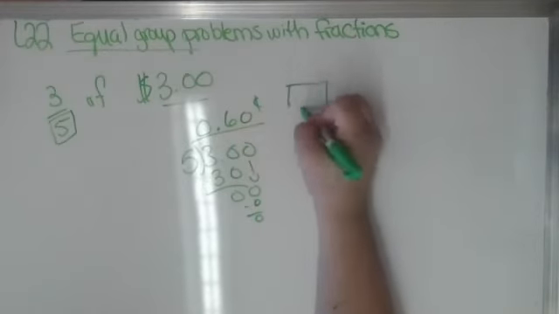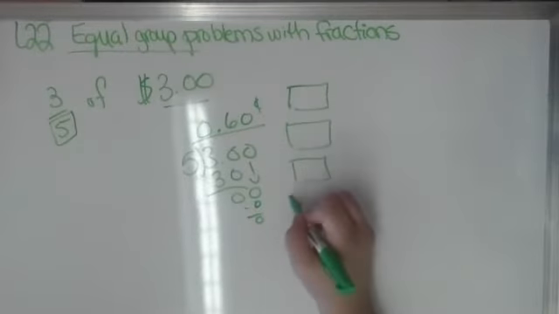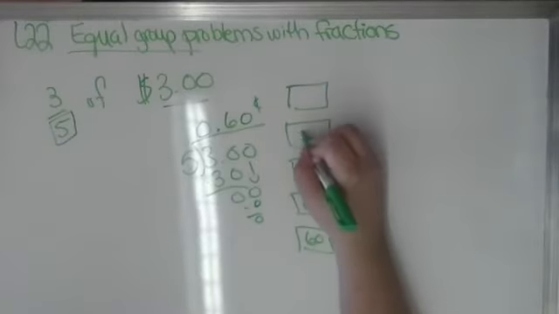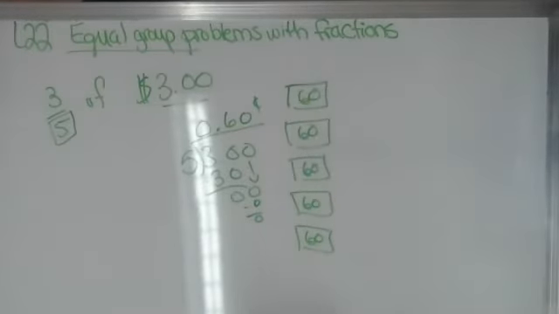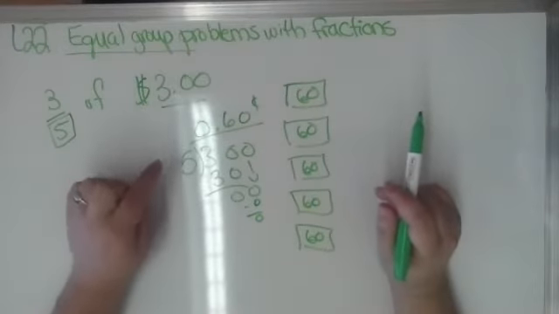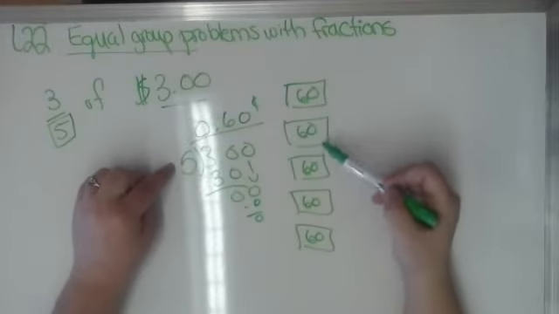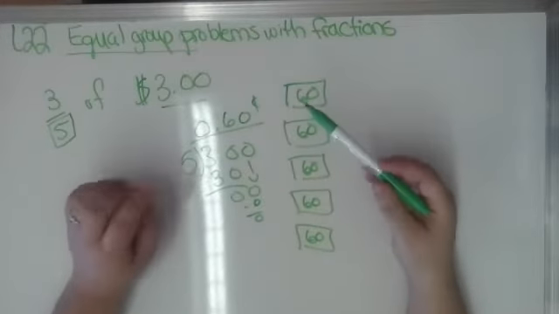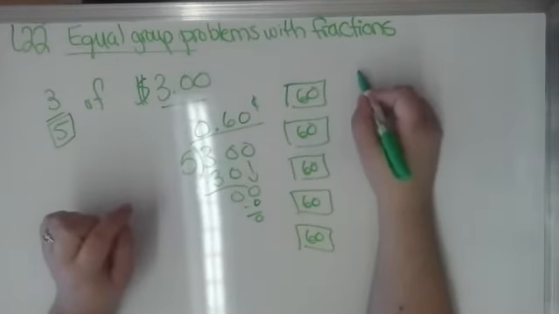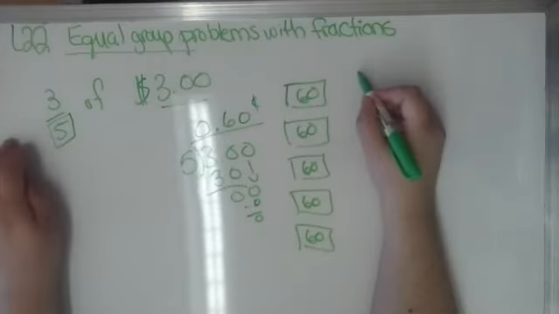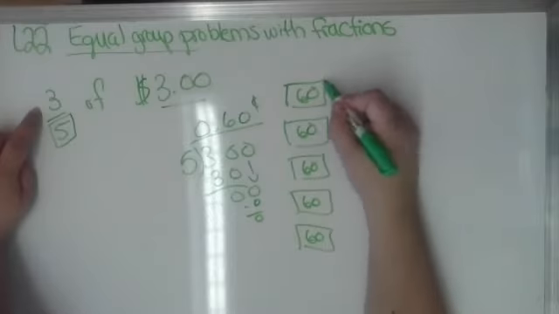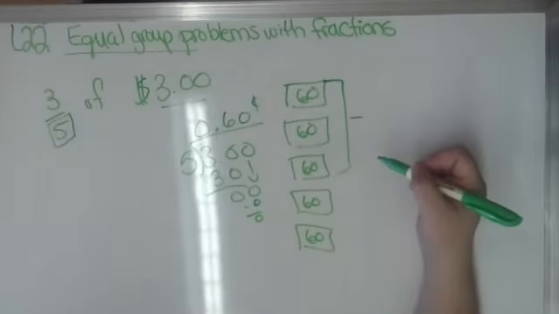So I have 5 groups, 1, 2, 3, 4, 5. And in each of these groups, I have 60 cents, because that's what I've just done. I've just figured out what is in each group of 5. In each group, there is 60 cents. Now if I said 60 cents, I would be wrong because I'm looking for 3 of the 5 groups, not 1, but 3. So I need to look at all 3 of these groups.